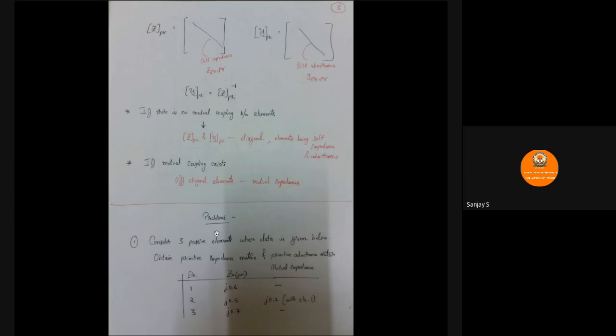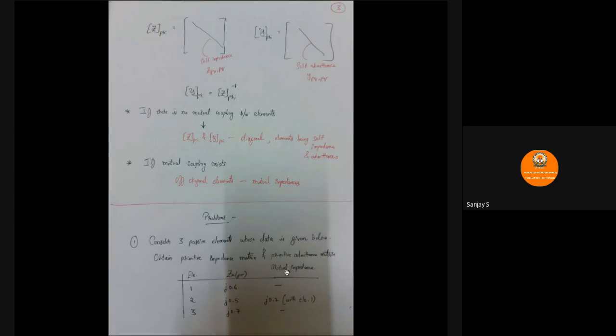So in this problem, consider three passive elements whose data is given below. Obtain the primitive impedance matrix and primitive admittance matrix. We have three such passive elements. We had seen element PQ. Like that, we have three elements here: element number 1, element number 2, element number 3, and this is ZK per unit. The second column is ZK per unit, which represents self impedance. J.6 for the first element, J.5 for the second element, and J.7 for the third element. All are complex numbers represented in per unit.